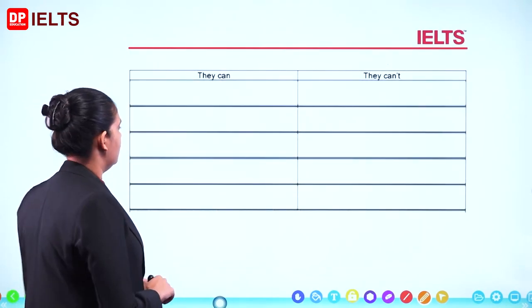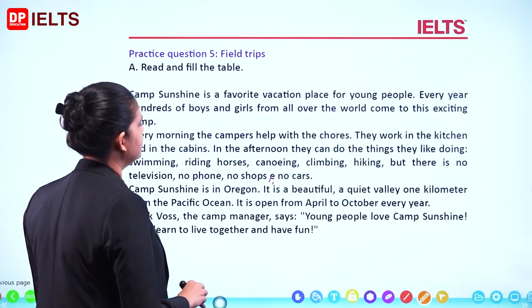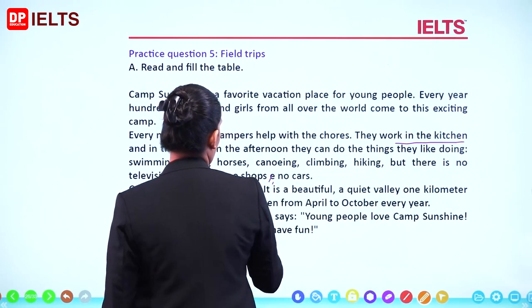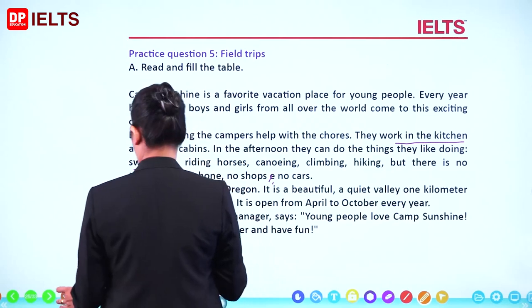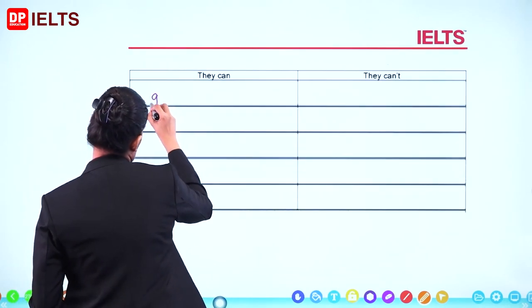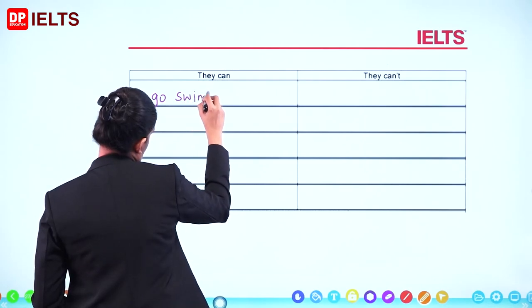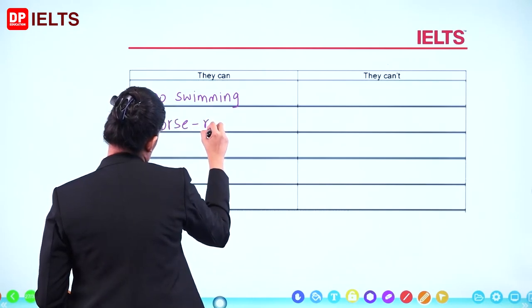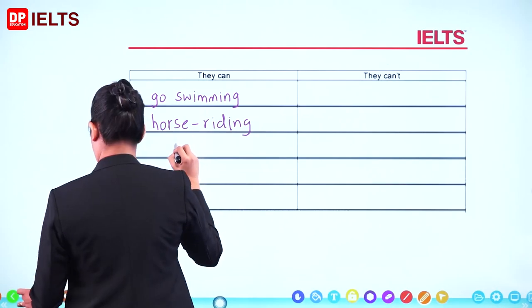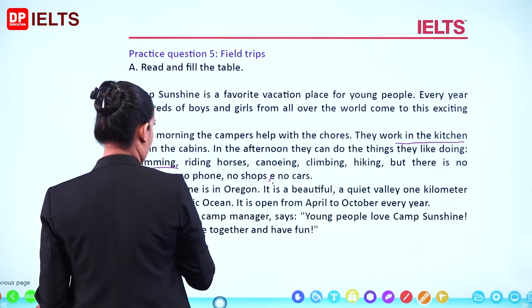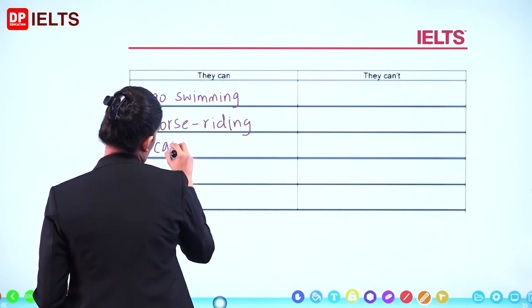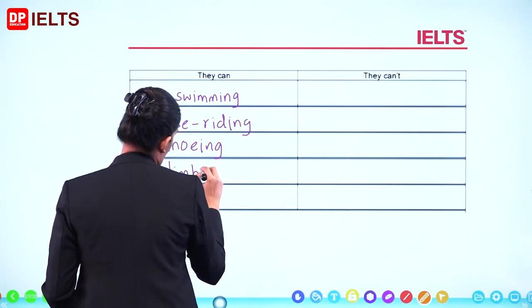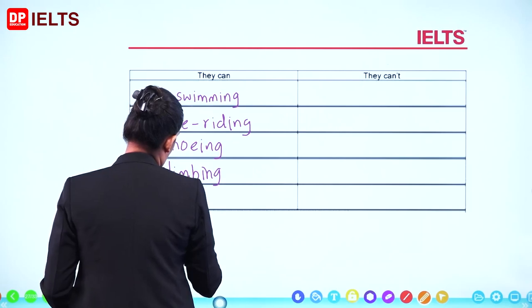So what can they do, right? They can work in the kitchen. Okay. They can go swimming, horse riding, canoeing, climbing, hiking.